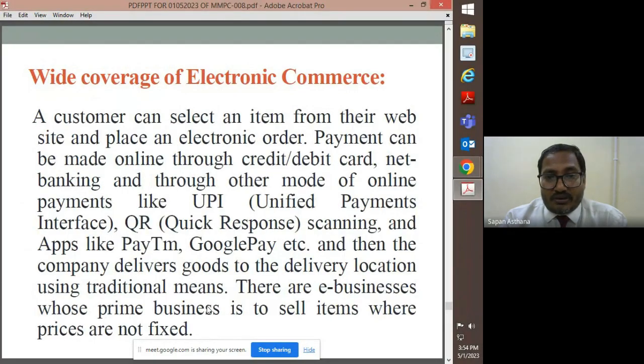Wide coverage of electronic commerce. These are, as you all know, familiar: UPI, QR code scanning, apps like Paytm, Google Pay, etc. These are the various payment modes. By using these, we can pay for any particular product and service. That is also done with the help of information technology.